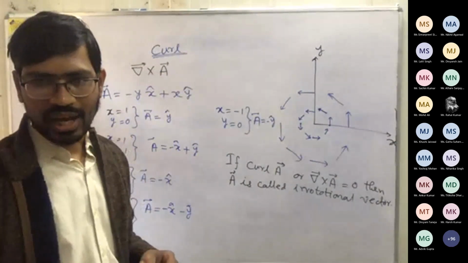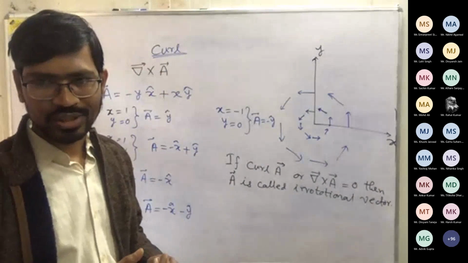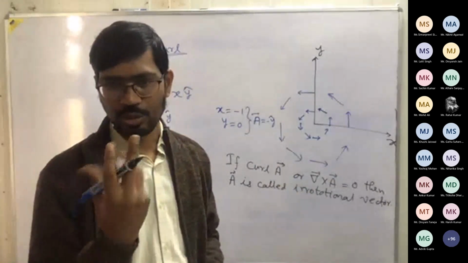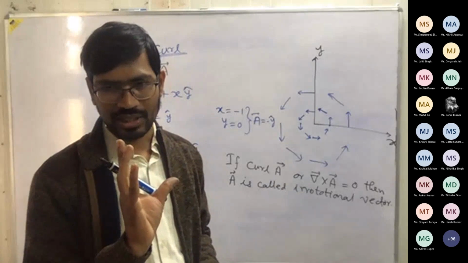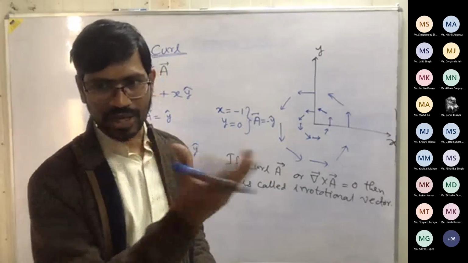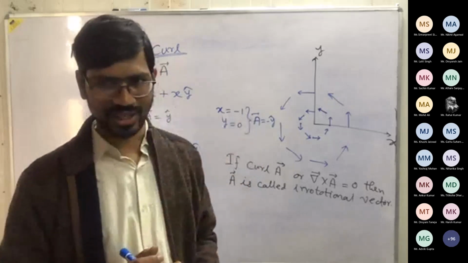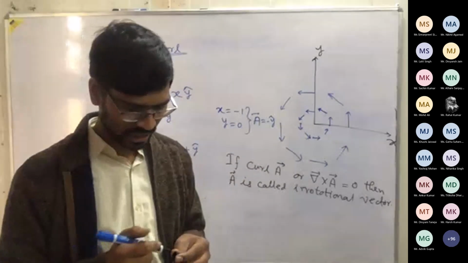Rotational, okay, and irrotational. Okay. So if curl A is 0, that means the vector has no spiraling type motion. It doesn't curl around any point. Okay. So that means it is an irrotational vector.